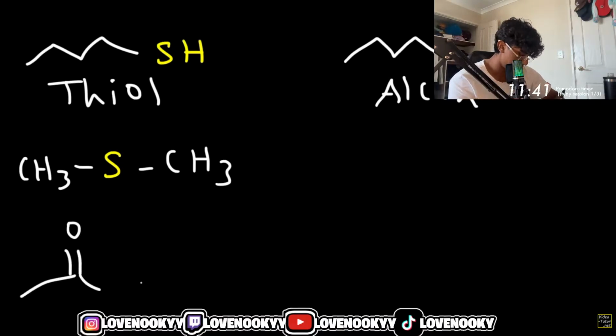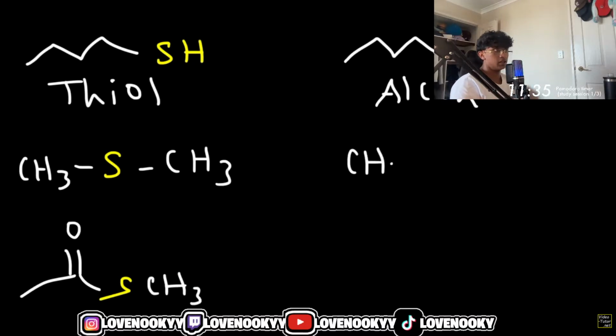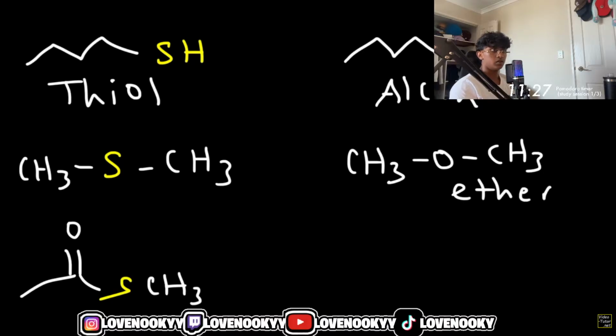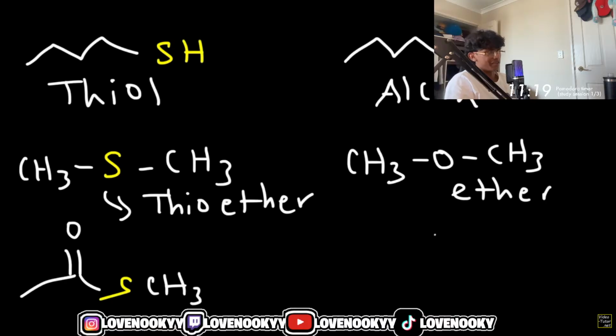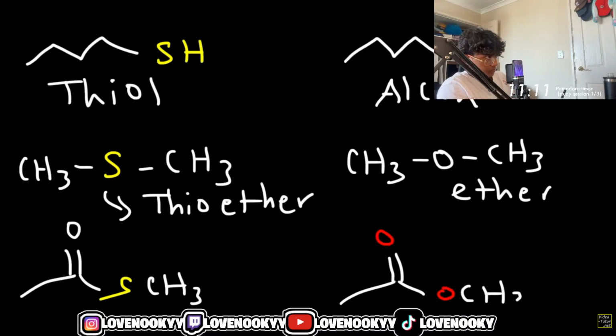So here are some other examples. On the right, this is known as an ether. So what do you think the functional group on the left is going to be called? This is known as a thioether. Now on the right, at the bottom, this is called an ester. On the left, this is known as a thioester.